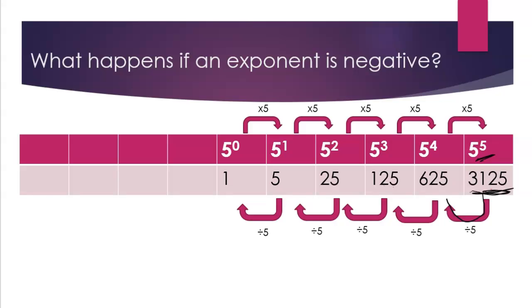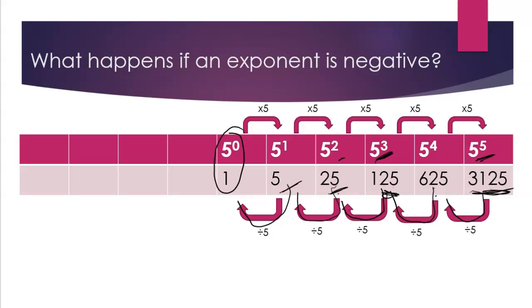And that's 625. Okay, if we divide it by 5 again, we have 5 to the 3rd, 5 cubed, that's 125. 625 divided by 5 is 125. 125 divided by 5, which is now 5 squared, is 25. 25 divided by 5 is 5. 5 divided by 5 is 1. 5 to the 0 is 1, because you're dividing by 5 and you just keep going until you get 1, right?